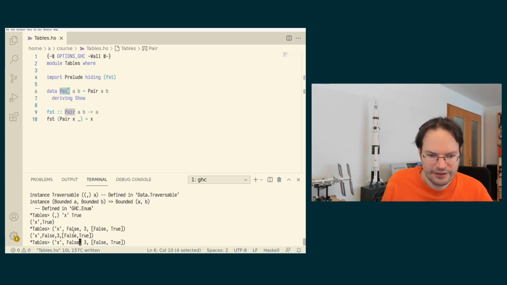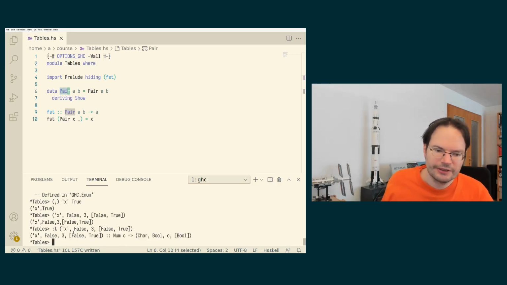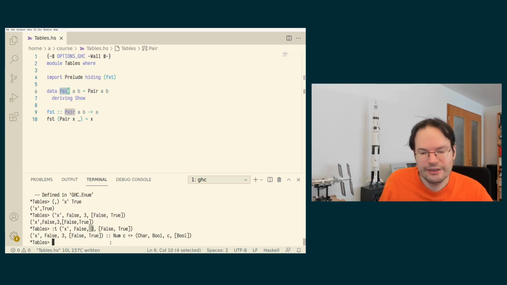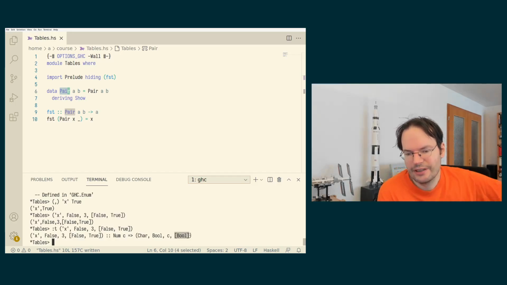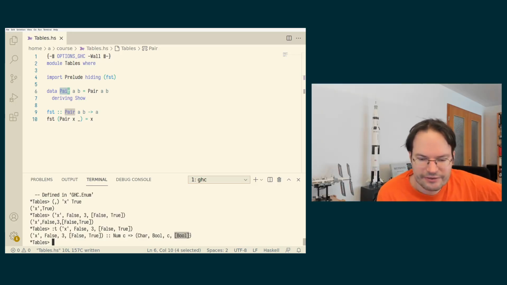So that works. If we ask what is the type of this, then we get it follows the same principle. We get that this is a tuple of 4 components. The first component is a character. The second component is a Boolean. That's the false. The third component is actually any numeric type, right, because we put an integer literal here. And the fourth component is a list of Booleans, right? So you can mix and nest types arbitrarily. You can have lists of pairs or pairs of lists and so on and so forth.